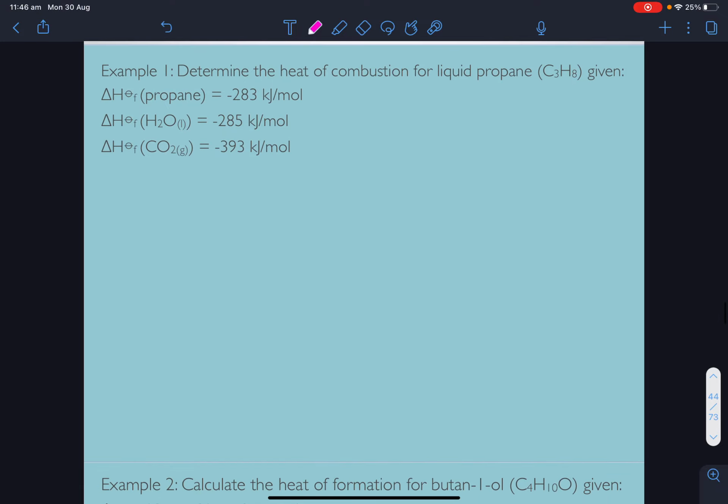Okay, so determine the heat of combustion of liquid propane, C3H8, given the heat of formation of all of them. Okay, so the heat of combustion is just the enthalpy for the combustion reaction. So first up, we're going to need to do a balanced chemical equation. So propane, C3H8, and oxygen, and they're going to combust to form carbon dioxide plus water. We don't know how much. We'll find out when we balance.